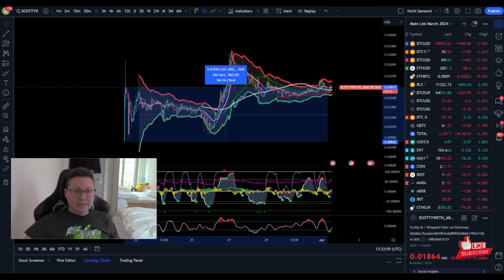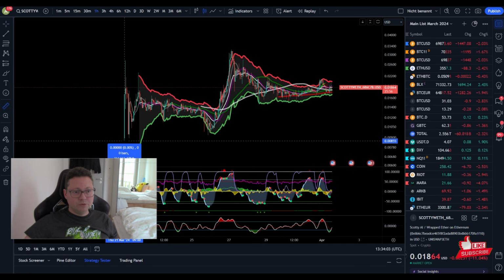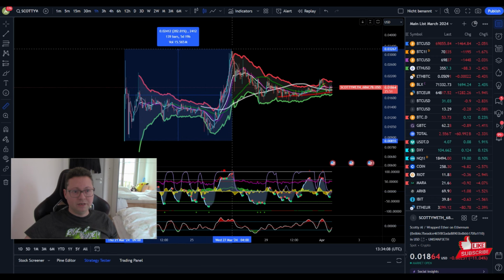So Scotty AI also got listed on Maxi Global. As soon as it launched, you can see we had a huge increase, but the big one came here when we had the listing on Maxi Global. Then of course, whenever we have an exchange listing, it's good to take some profits.